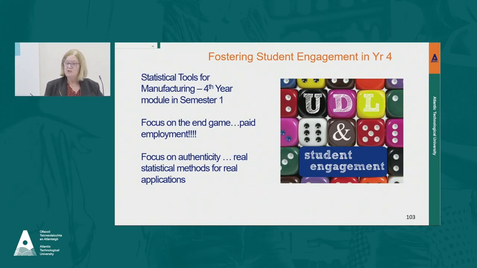The module in question was Statistical Tools for Manufacturing. It's a 4th year module, which I teach in semester 1, and it's quite a large class, usually about 48, 50, 56. The fact that they're 4th years and will be going out on placement in semester 2, and once they finish their placement will ultimately be getting paid employment, means I focus very much on the end game. I talk to them a lot about the fact that they will be in paid employment very soon.